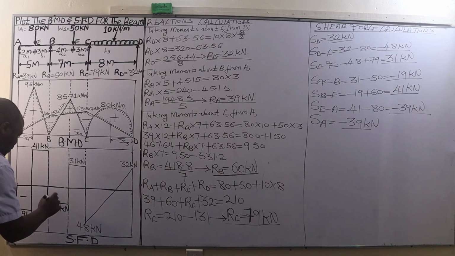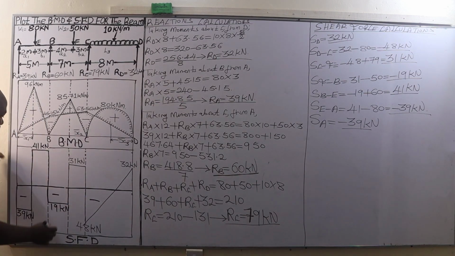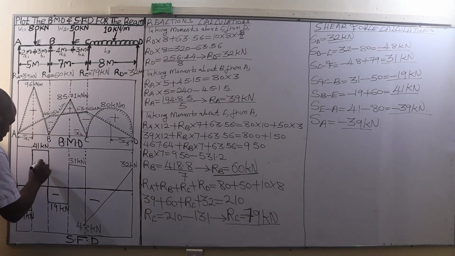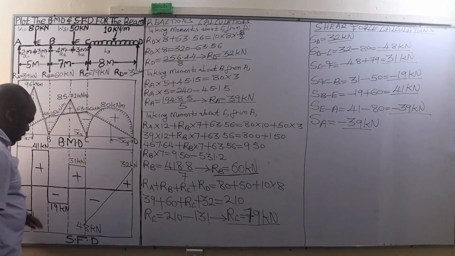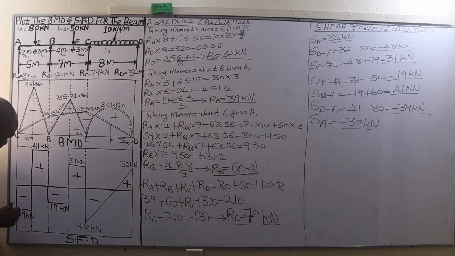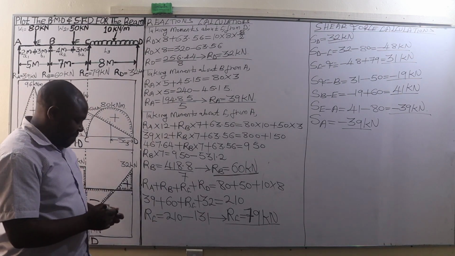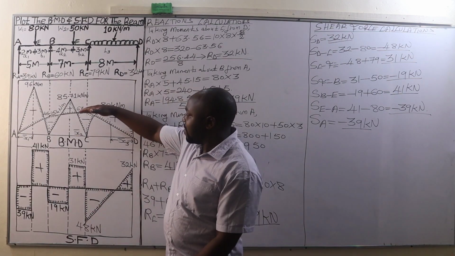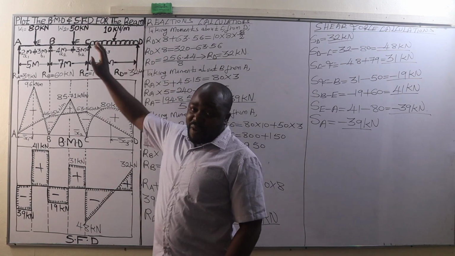That is negative shear force. Negative shear forces appear below this horizontal line, and positive shear forces appear above this line. Well, so that is our shear force diagram, ladies and gentlemen. Then, to complete it, we shade off its outlines. So ladies and gentlemen, that's how we plot a bending moment diagram as well as a shear force diagram for such a continuous beam.